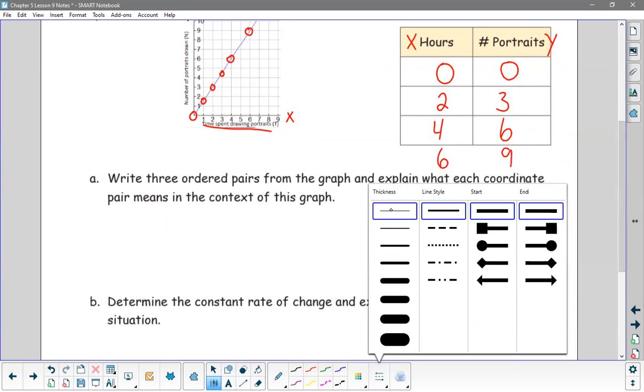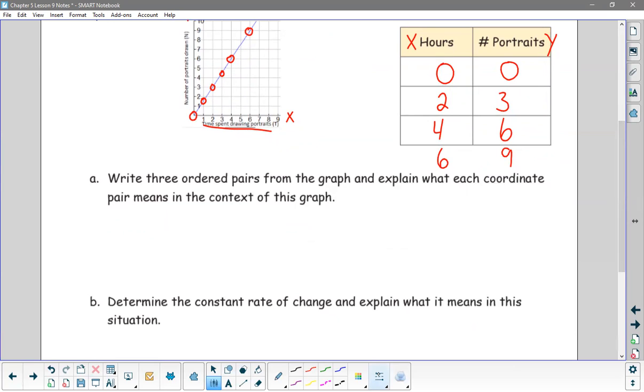So we actually have 4 of them, right? Our table is basically 4 different ordered pairs. So it says just pick any 3 of them. So I'm actually gonna ignore the 0, 0. I don't think that's very interesting. I'm gonna start with the 2, 3. Right? 2 hours is my X. 3 portraits is my Y, so just 2, 3 is the ordered pair. And then what does it mean? Well, the X was time, right? So in 2 hours, she makes 3 portraits.